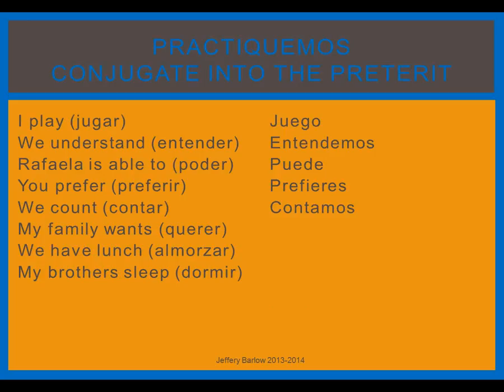My family wants. Querer is an E to IE. Mi familia quiere. And the ending is an E, quiere, singular, because it's only one family, even though there's a lot of members. We have lunch does not stem change. Almorzamos. And finally, my brothers sleep, mis hermanos duermen.